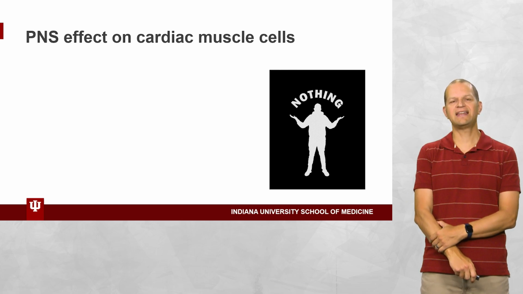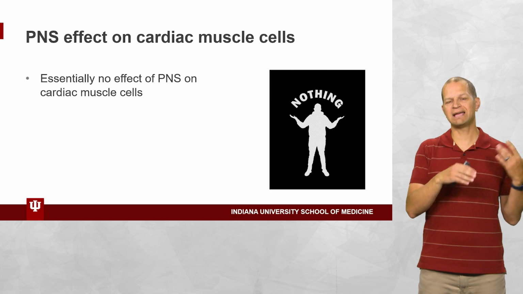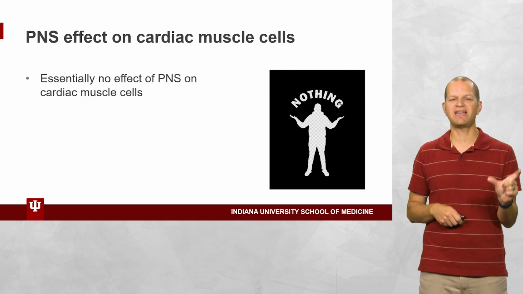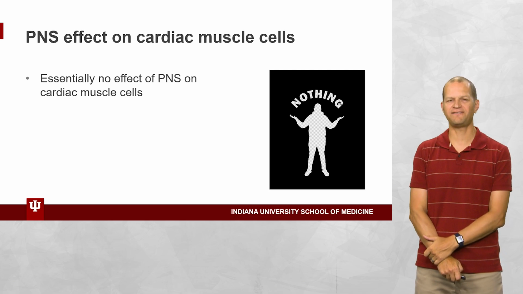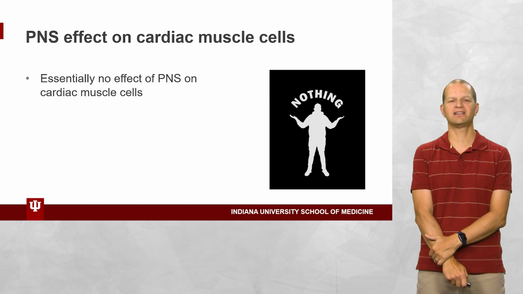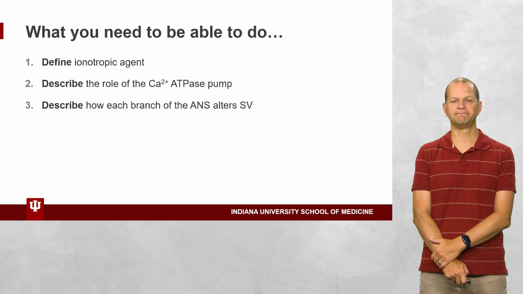What does the parasympathetic do? Well, as you can tell from this figure here, nothing. And that's why a few slides ago, I just had sympathetic underlined. The parasympathetic nervous system really has negligible effect, so we're just going to call it no effect on cardiac muscle cells. Its job is to affect the heart rate.